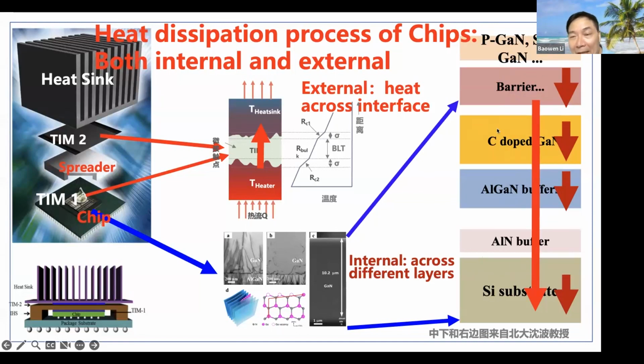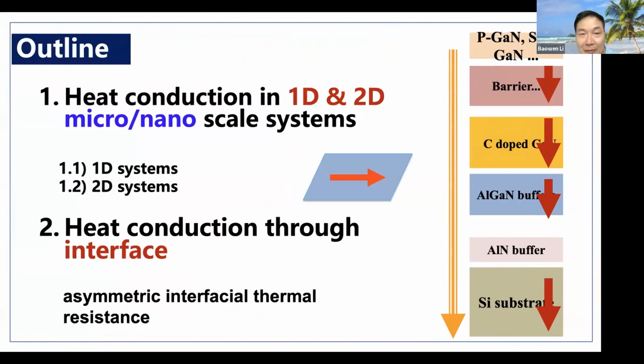And then, of course, inside one material, for example gallium nitride, heat generated in the middle can spread to the outside within the one layer, which means it's in plane. So this is kind of a 2D material. This is actually our motivation from 1D to 2D. 2D means inside a layer like graphene, and 1D is through the different layers, perpendicular to the layers.